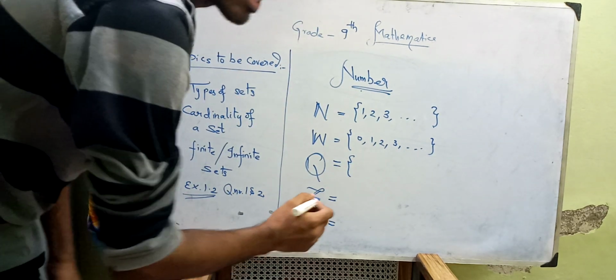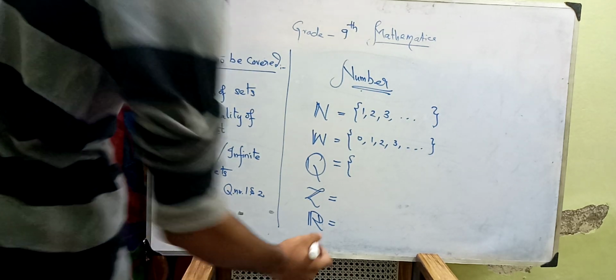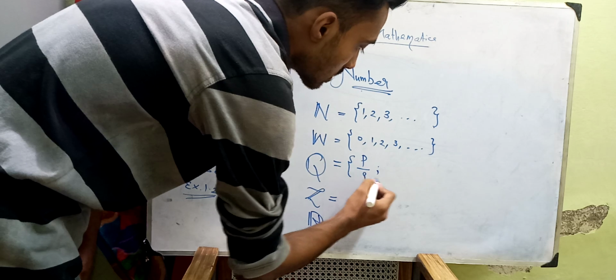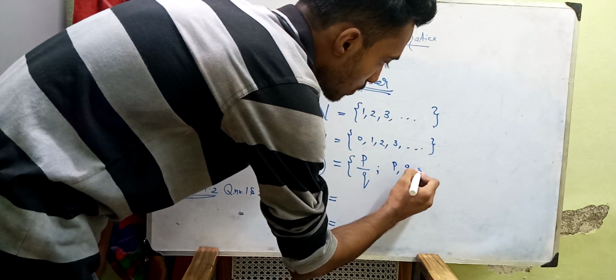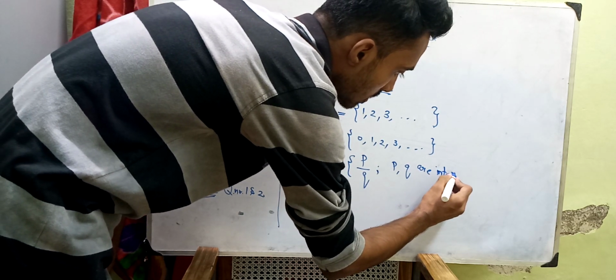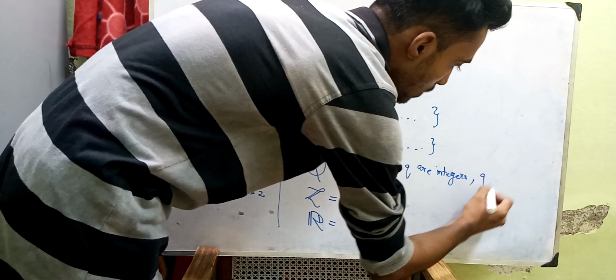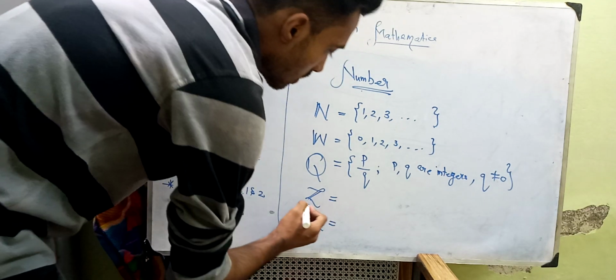A rational number has a certain form. It will be in the form of p by q, such that p comma q are integers, where q is not equal to 0.